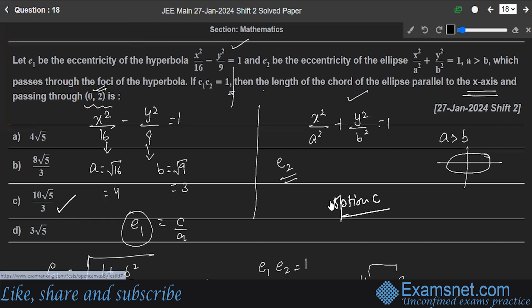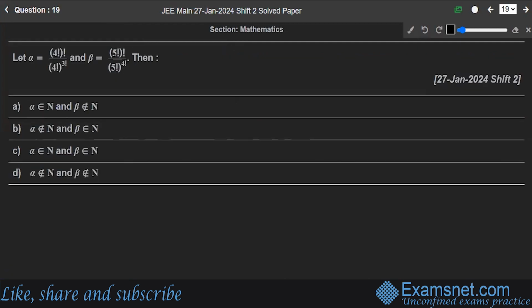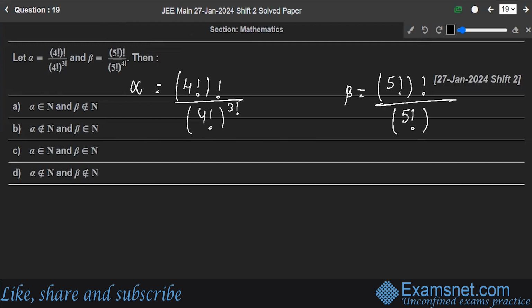Let's move to the next question, number 19. Let alpha be given by this equation and beta be this. Then you have to find out that alpha and beta. Alpha belongs to natural and beta doesn't. Okay, basically I want to know the nature of alpha and beta now. Let's go for that. First of all, let's write down, you have alpha is 4 factorial upon 4 factorial power 3 factorial, and you have beta as 5 factorial upon 5 factorial power 4 factorial.